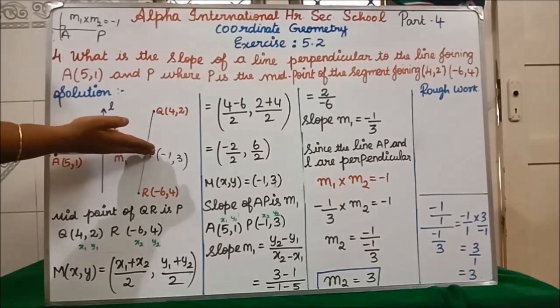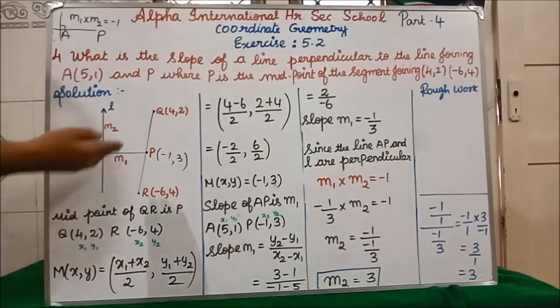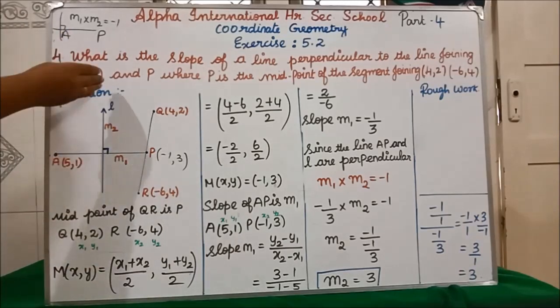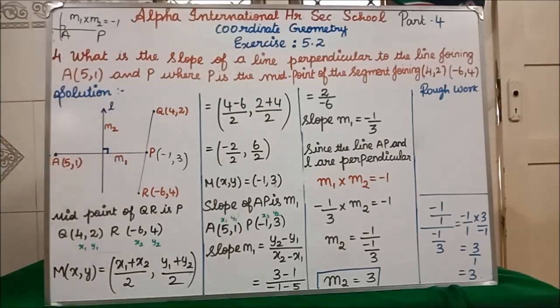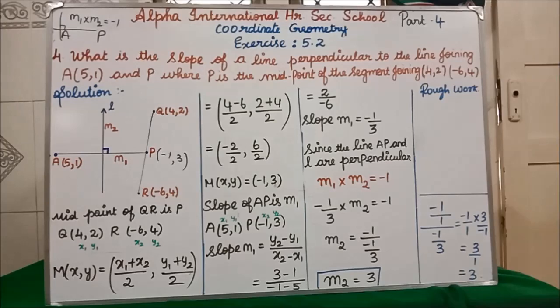Now we have got the slope value. Perpendicular means you will have two slopes. This is our m1 slope. This is the m2 slope. Clear now? Perpendicular means what is the formula? m1 into m2 is equal to -1. I have told you, isn't it? So m1 value is equal to -1 by 3.